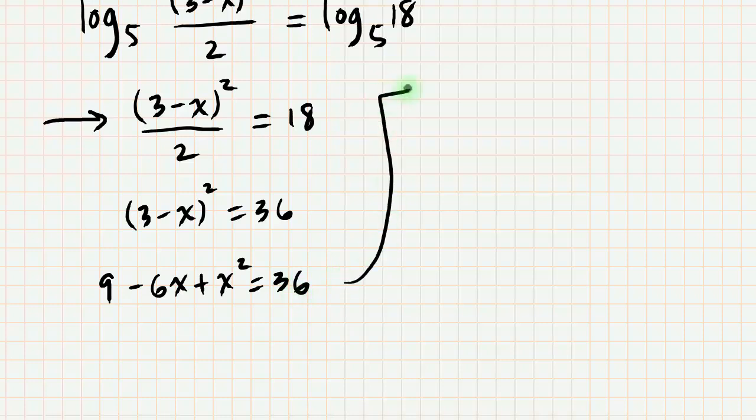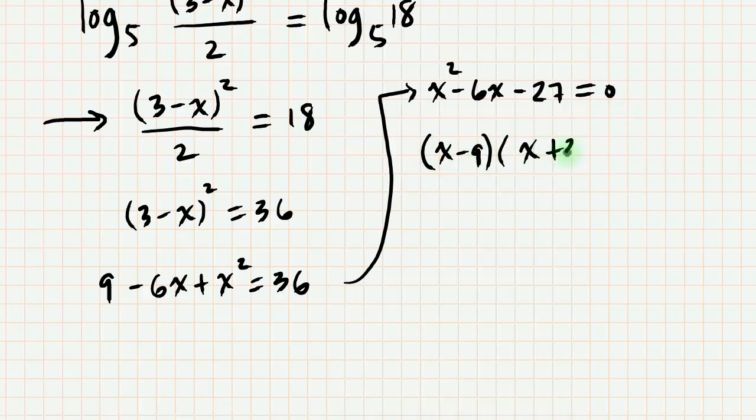And let's come over here. We'll rewrite this equation in descending order. x squared minus 6x. If we subtract 36 from both sides, we get minus 27 on the left. And then this will factor. And this tells us that x is either equal to negative 3 or positive 9.